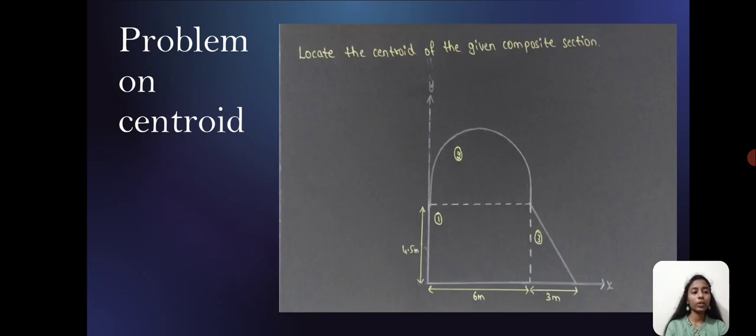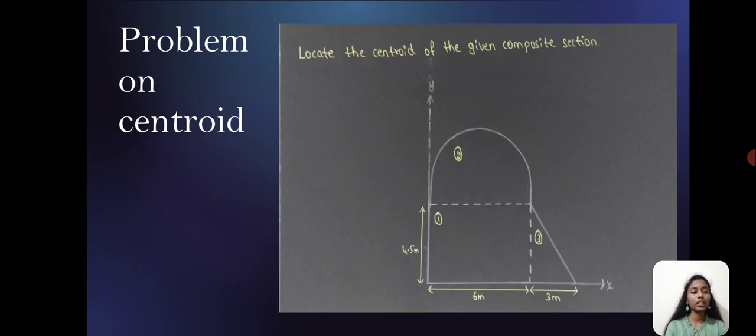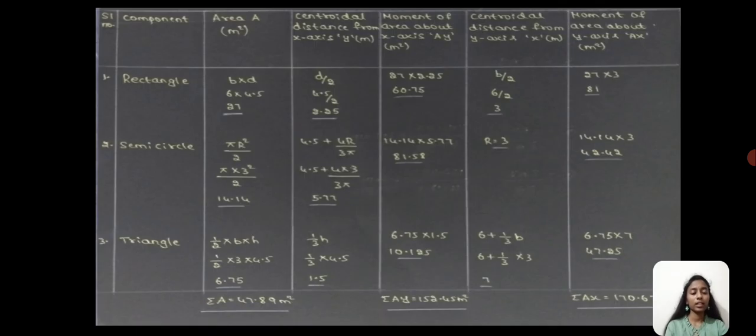Now the third component is triangle. The area of triangle is half into base into height. Here in the figure, the breadth is 3 meters and the height is 4.5 meters. That is equals to half into 3 into 4.5, that is equals to 6.75 is the area of triangle. Now centroidal distance from x-axis, 1 by 3 into height. Height of the triangle is 4.5. That is equals to 1.5 is the centroidal distance from x-axis.